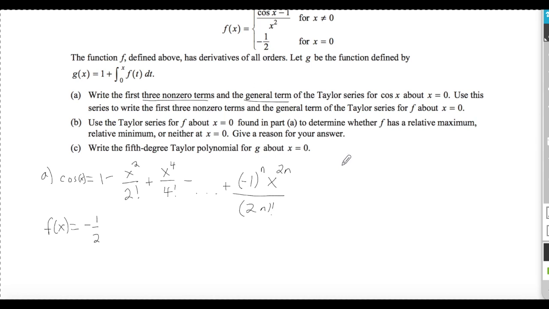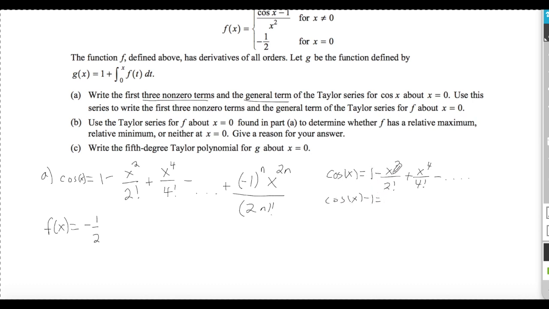The cosine of x formula I already know. It's right here. And then I need to take that cosine of x and subtract 1 from it. So if cosine of x I know is this, cosine of x equals 1 minus x squared over 2 factorial plus x to the 4th over 4 factorial minus, etc. I want to subtract 1 from this, so that's cosine of x minus 1.